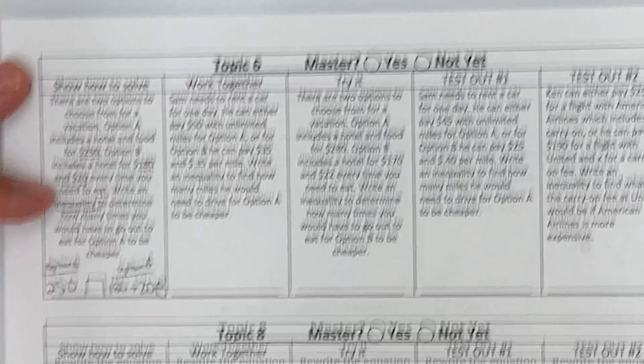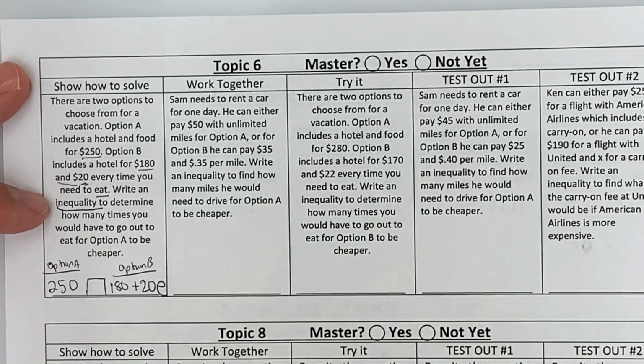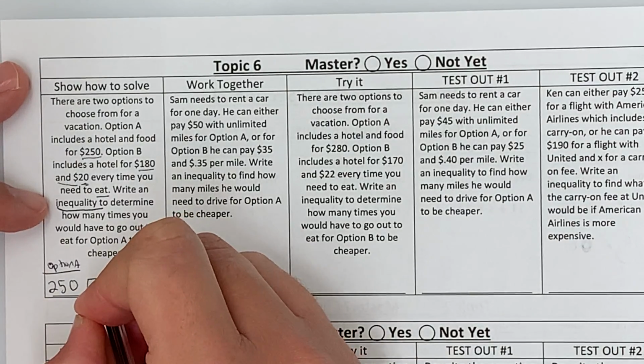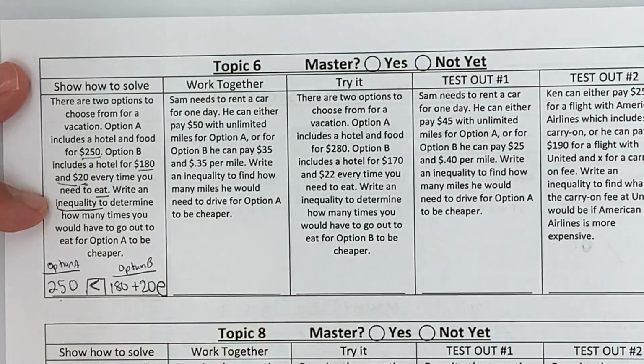All right, and then let's reread that last sentence to find what goes in our box. So write an inequality to determine how many times you would have to go out to eat for option A to be cheaper. All right, so cheaper means I'm going to have to point to the cheaper option. This is less than that. There we go.